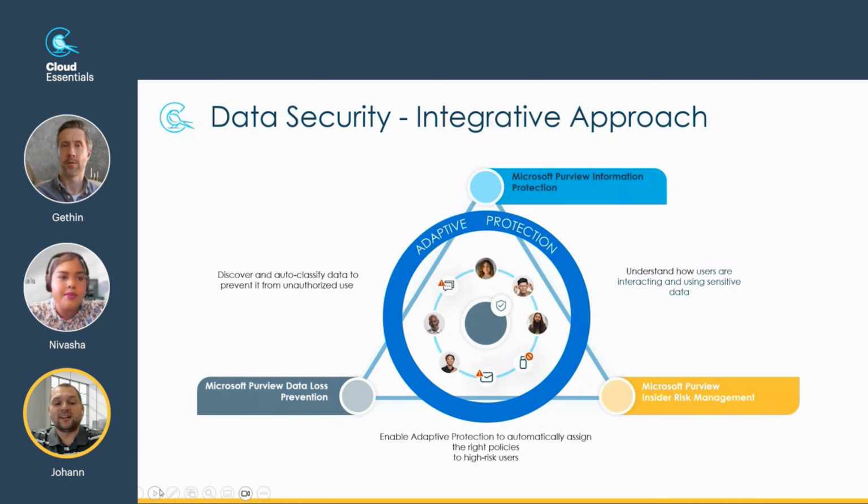This holistic integration enhances data visibility, security, and compliance while reducing complexity and operational silos, allowing organizations to manage their data with confidence. But adopting the technology is just one part of Purview as a solution. And to explain our approach and methodology of implementing the technology controls, I'll hand over to Nivasha to cover that methodology.